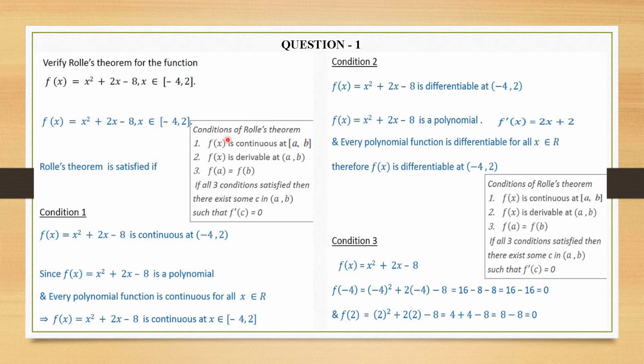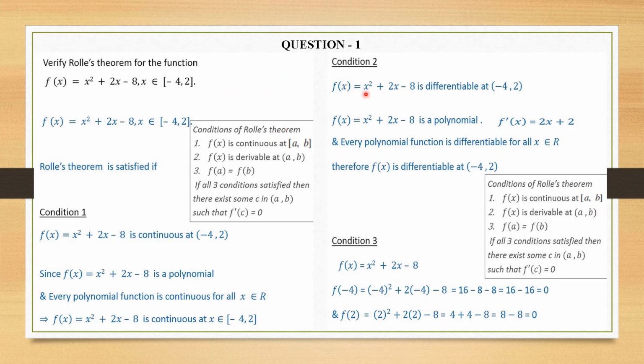So condition number 1 is, as we know, f(x) is equal to x square plus 2x minus 8, which is a polynomial. And we know every polynomial function is continuous for all x belonging to R. So that means this function is continuous in the closed interval [-4, 2].